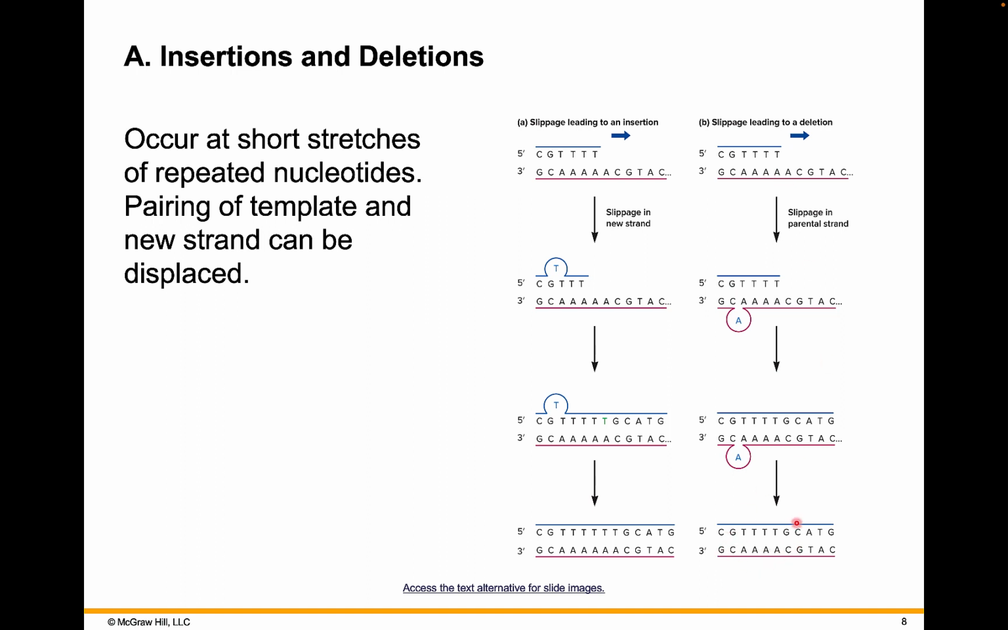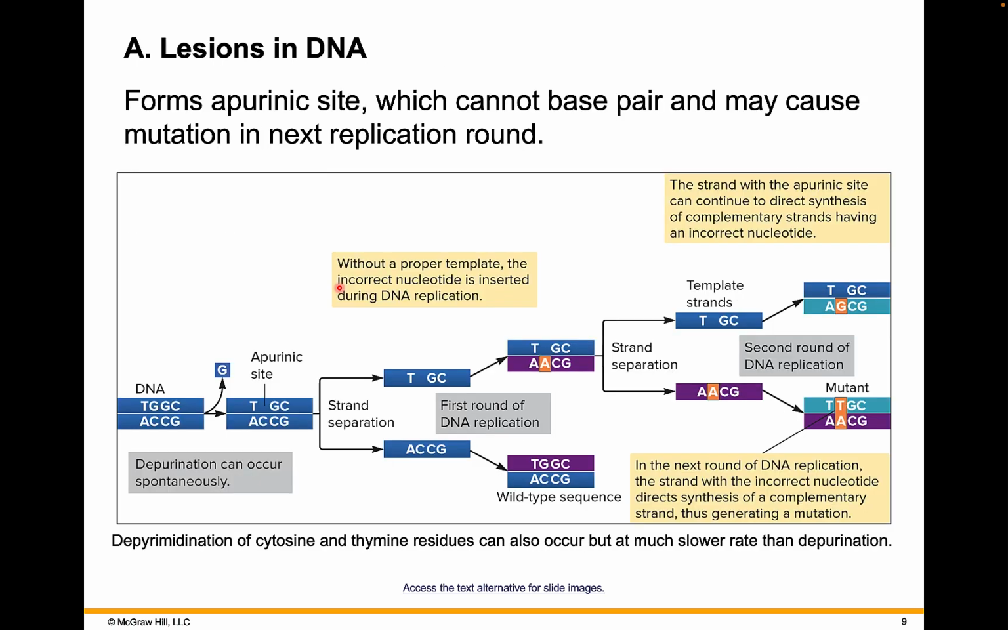In the same way, the reading frame of the gene will be completely changed. Due to this, the insertion or deletion of bases will cause very drastic mutations, which we often call a frameshift mutation. So after that, we are looking at lesions in the DNA, and these form what we call an apurinic site, which cannot base pair and may cause mutation in the replication round.